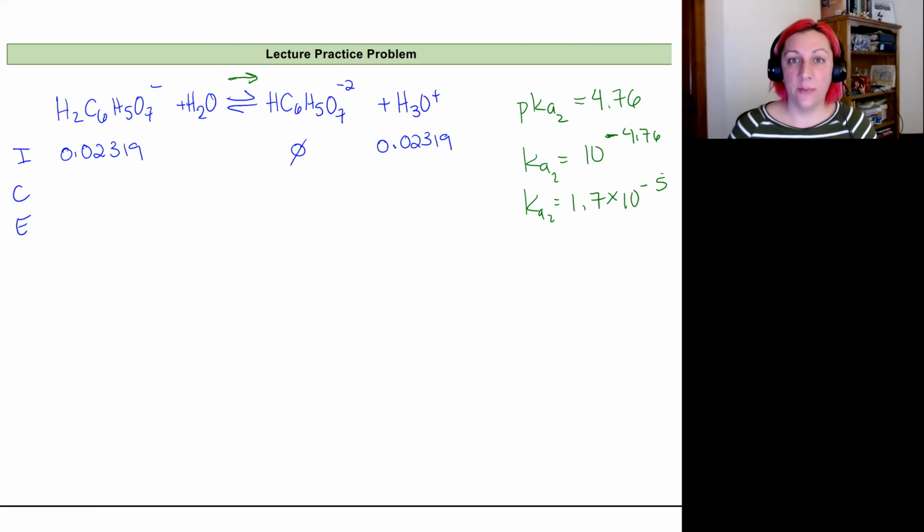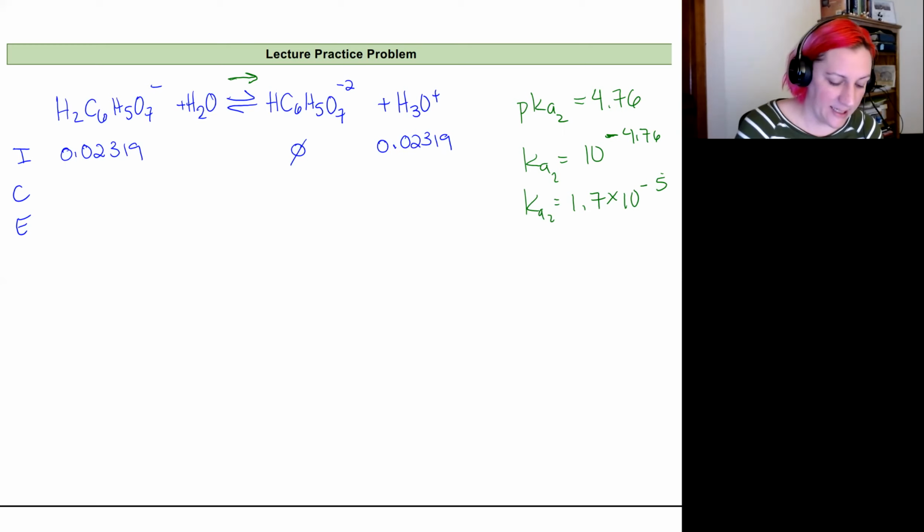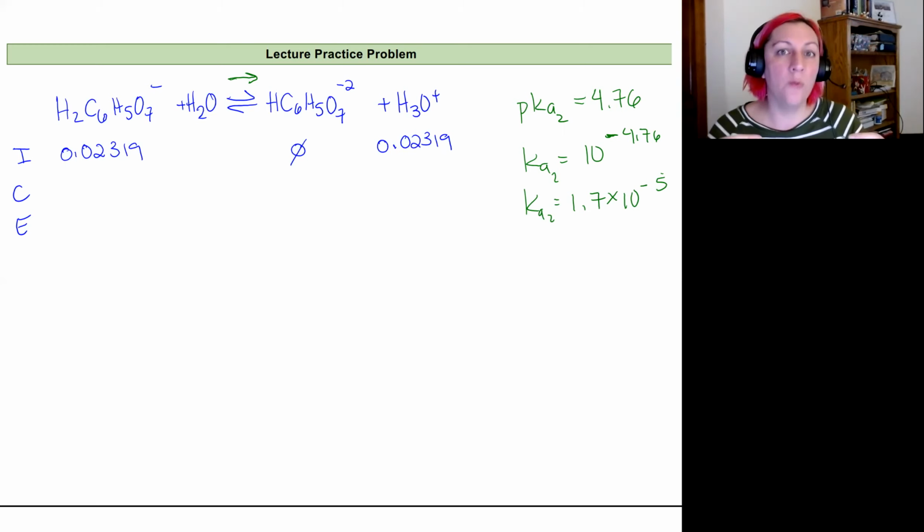The other piece of information that I've been given is pKa2, which is 4.76. So I've calculated the Ka value, and to double check, it should be smaller than the first one, right? It's harder to form that 2 minus charge than it was to form the 1 minus charge, and it is. It's 1.7 times 10 to the negative 5th. Our other one was on the order of 10 to the negative 4th, so that tracks. So with this, I can start my second ice table, and this is now hopefully solving the ice table gets familiar.